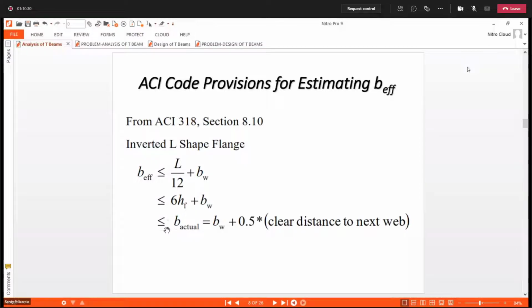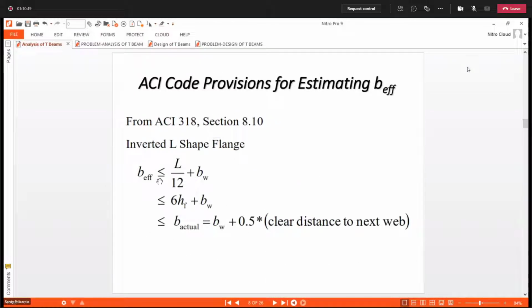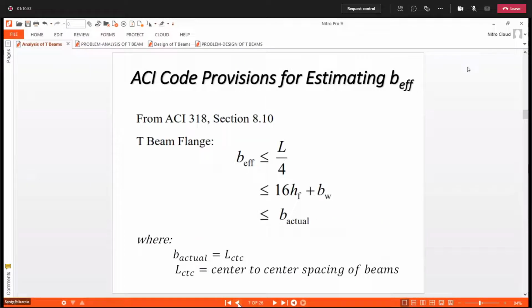Kaya ginawa nilang general to, B actual. So that is between 1/2 of the clear span of the slab plus BW. Yun yung B actual na binabanggit. So sa mga middle beam, ito kasi corner or edge na beam ito, yung nasa middle beam, yung B actual natin is measured center to center spacing of beam.